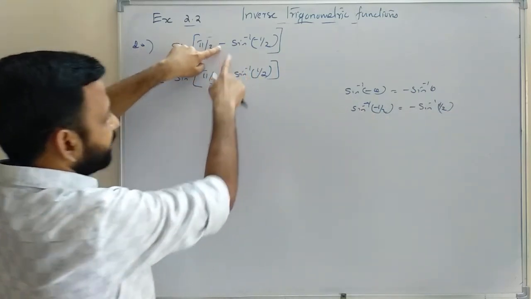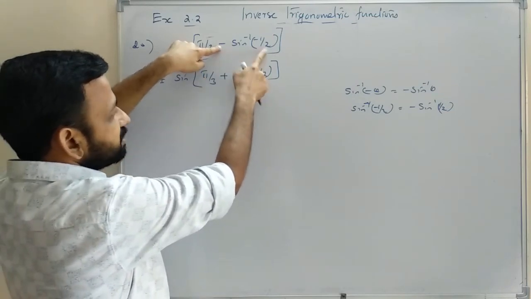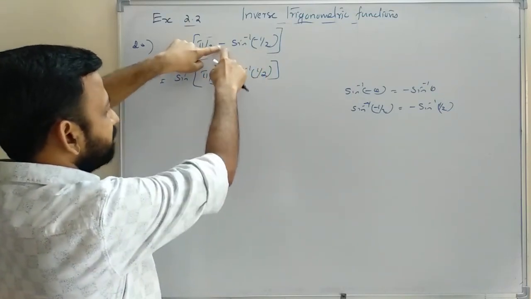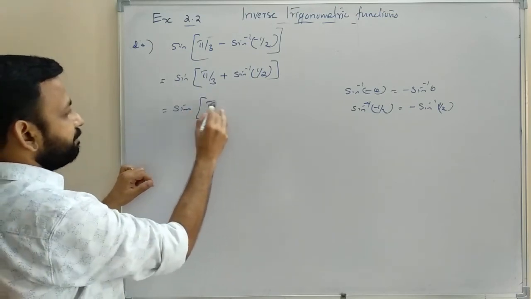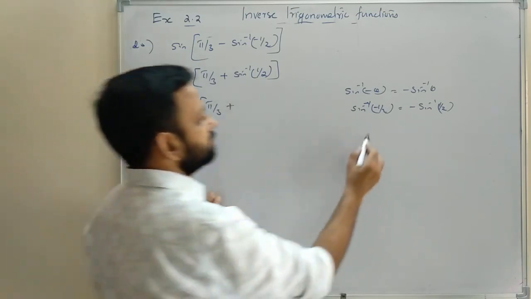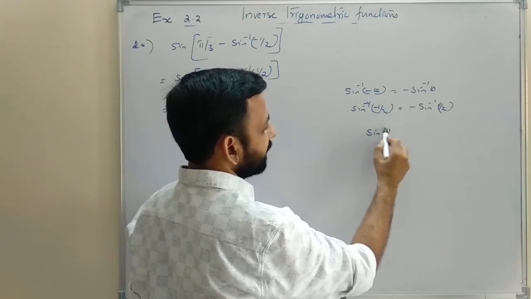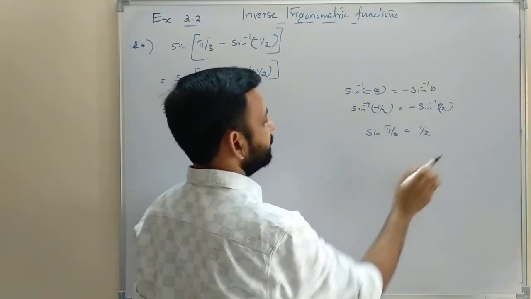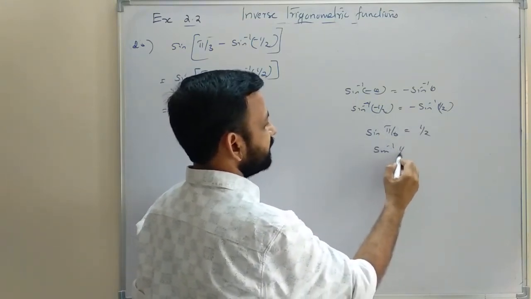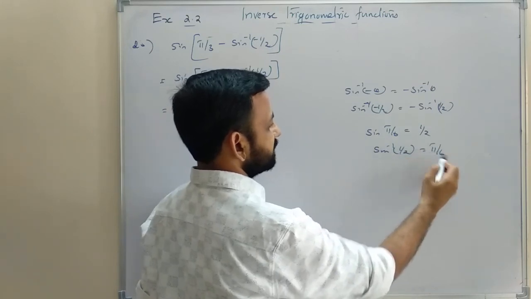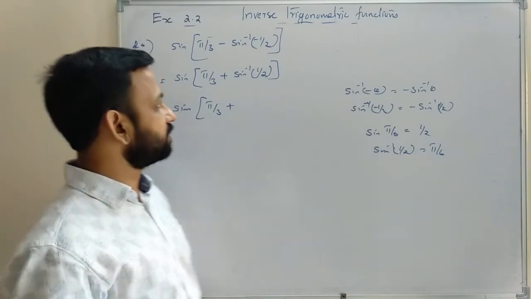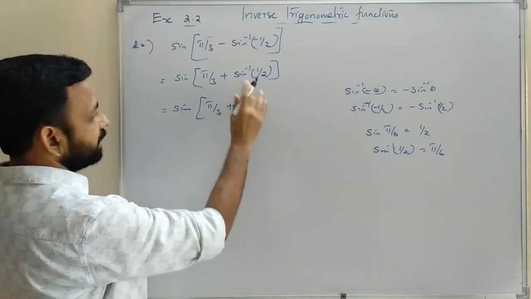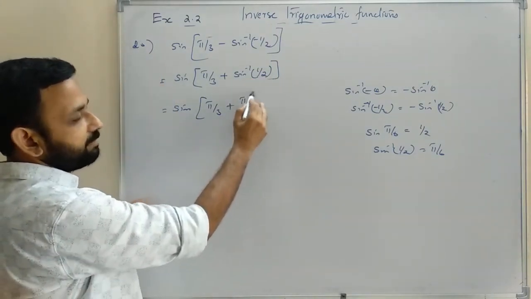So here already one negative sign is there, then minus sin inverse 1 by 2. Minus into minus is plus. Then that is equal to sin π/3 plus sin inverse 1 by 2. Sin 30 is equal to 1 by 2, therefore sin inverse 1 by 2 is equal to π/6. So we can replace sin inverse 1 by 2 by π/6.